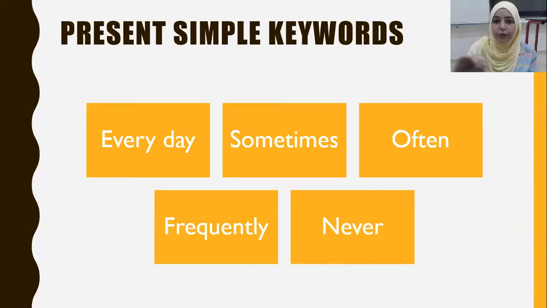Now, we have different keywords for each tense. The present simple keywords are every day, sometimes, often, frequently, and never. Now, these are words that express that you do something every day. So you do something on a routine basis, or out of habit, or as a schedule or timetable. So these are the words that we use for the present simple.